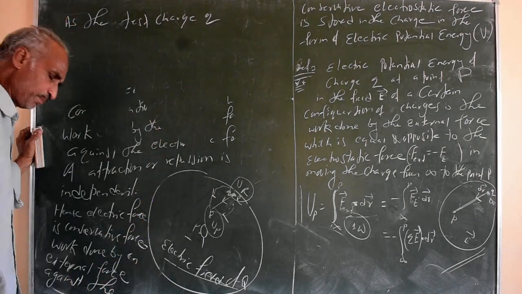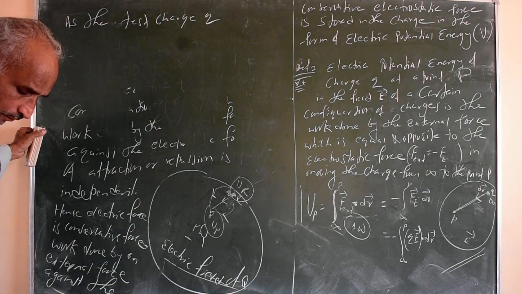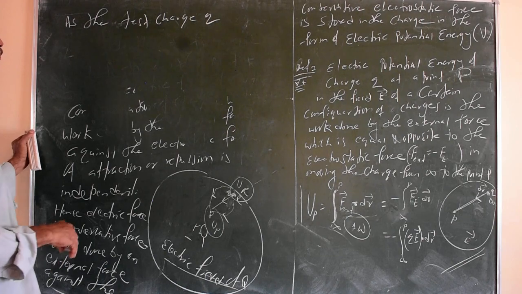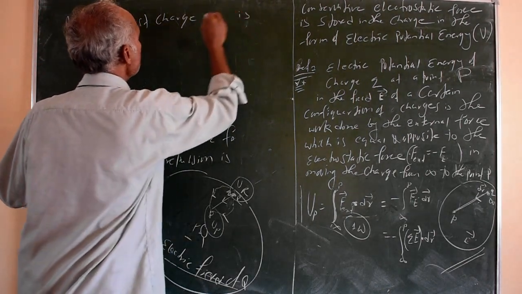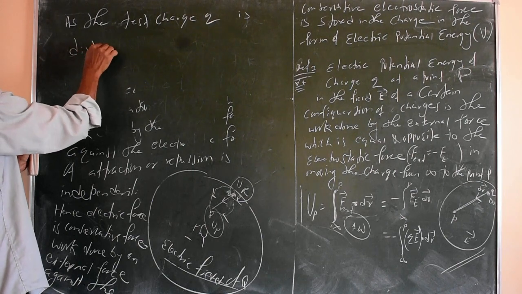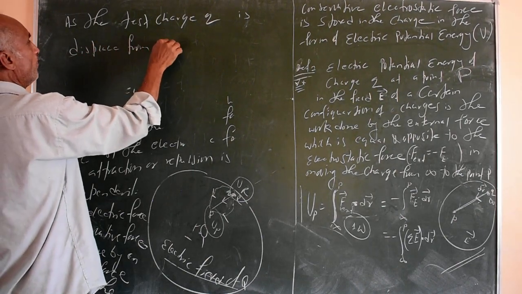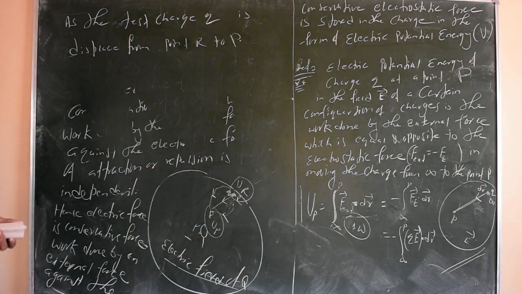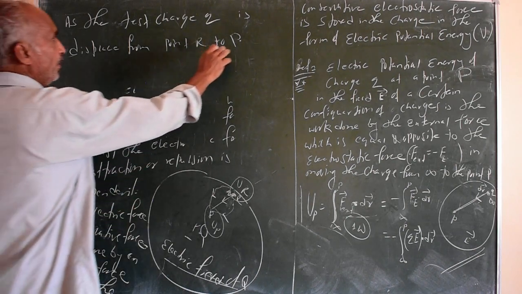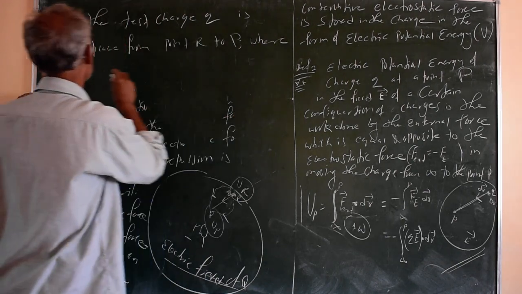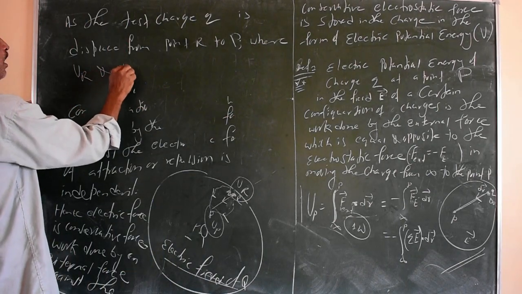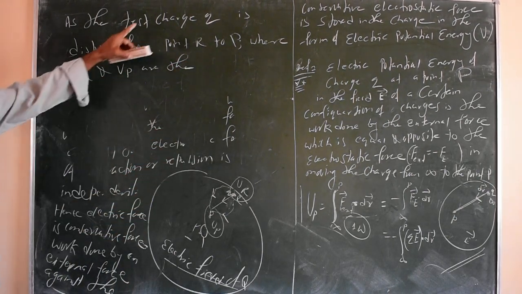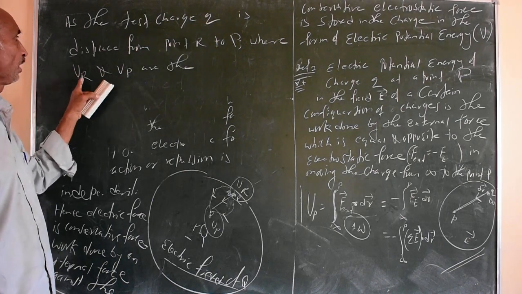The concepts of electric potential and electric field are difficult concepts. The easy concept is that the test charge Q is displaced from point R to P, where UP and UR are the potential energies of the same charge Q at the points R and P respectively.